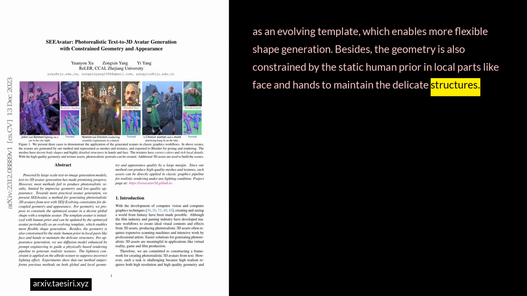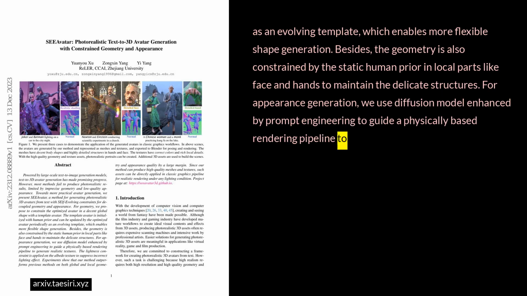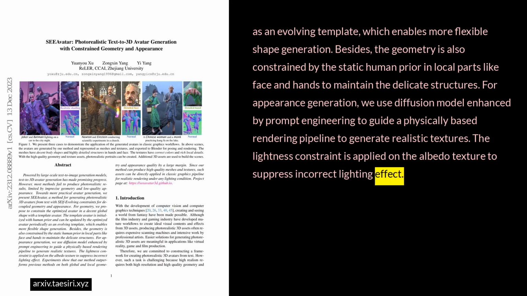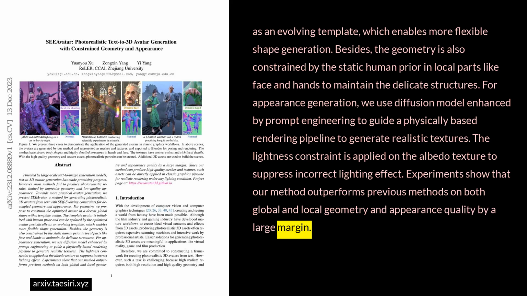the delicate structures. For appearance generation, we use diffusion model enhanced by prompt engineering to guide a physically based rendering pipeline to generate realistic textures. The lightness constraint is applied on the albedo texture to suppress incorrect lighting effect. Experiments show that our method outperforms previous methods on both global and local geometry and appearance quality by a large margin.